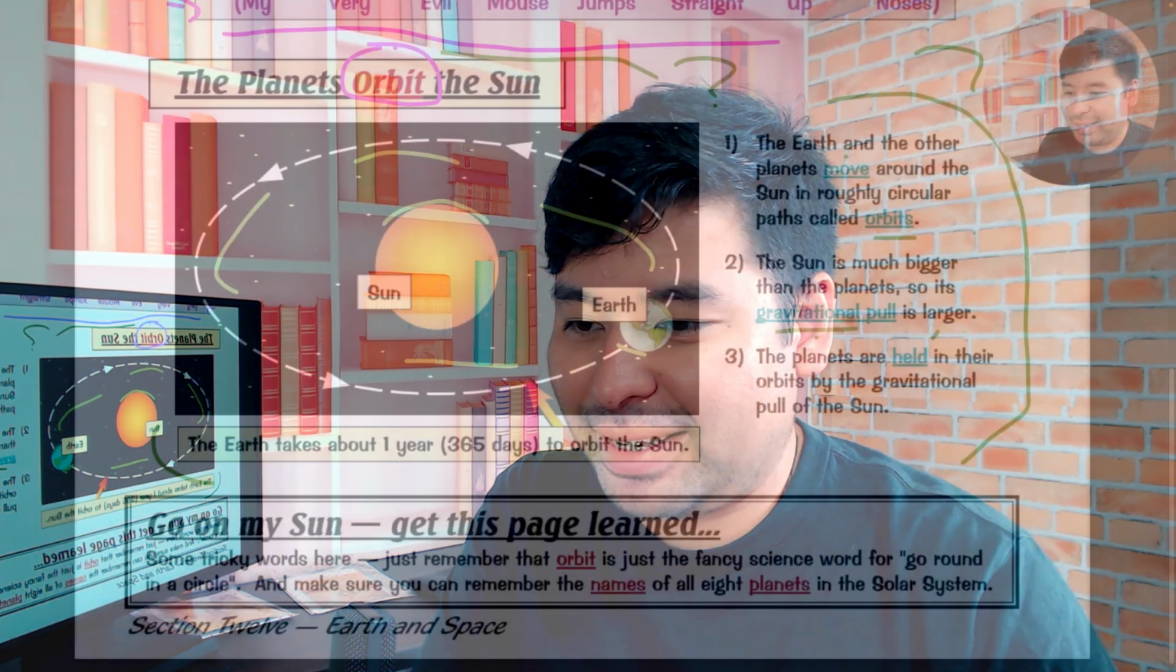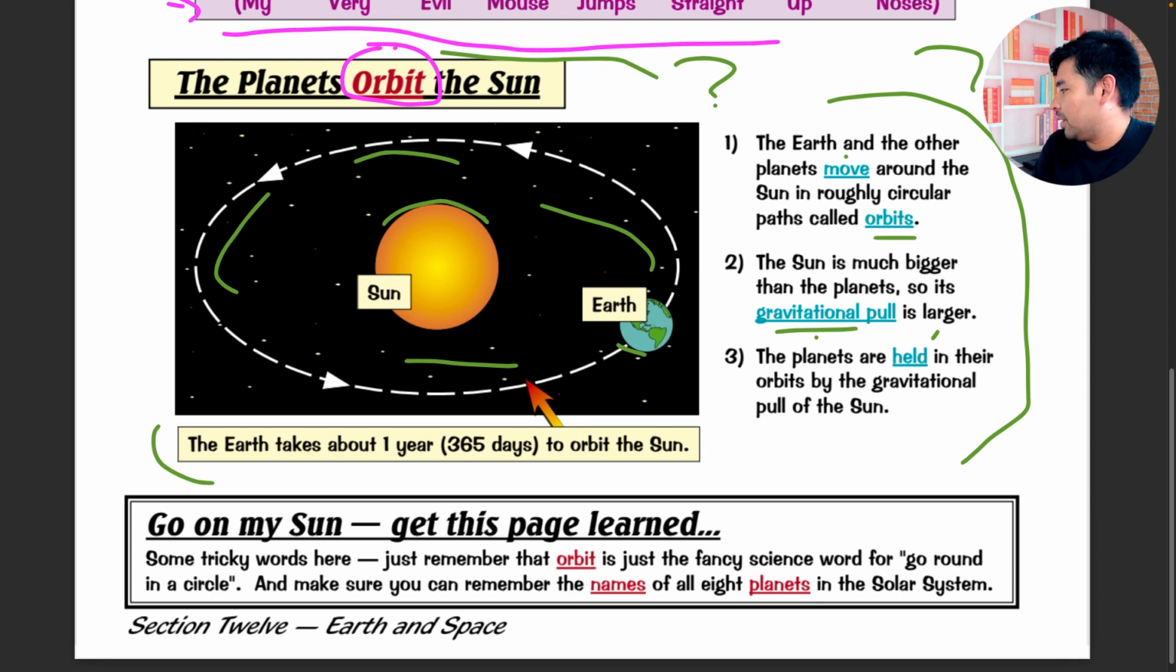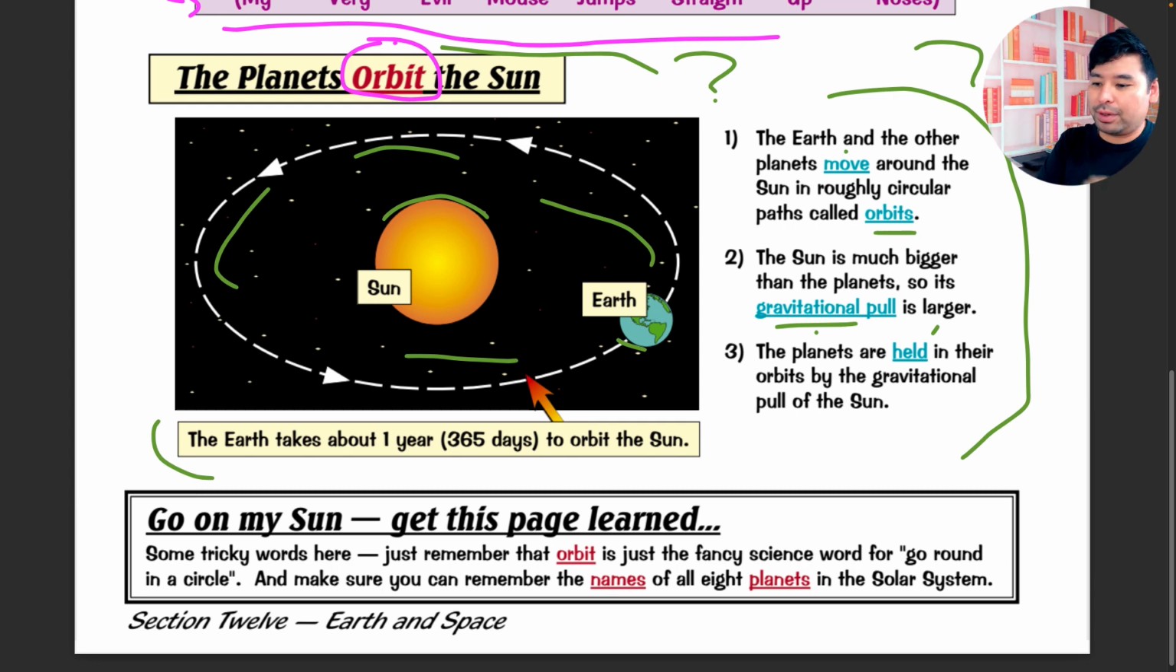So let's get back to the point here, okay? And that is the information. And down here, as our last information of the lesson, go on, my son, get this page learned. So, some tricky words here. Just remember that orbit is just the fancy science word for go round in a circle. And make sure you can remember the names of all 8 planets in the solar system.